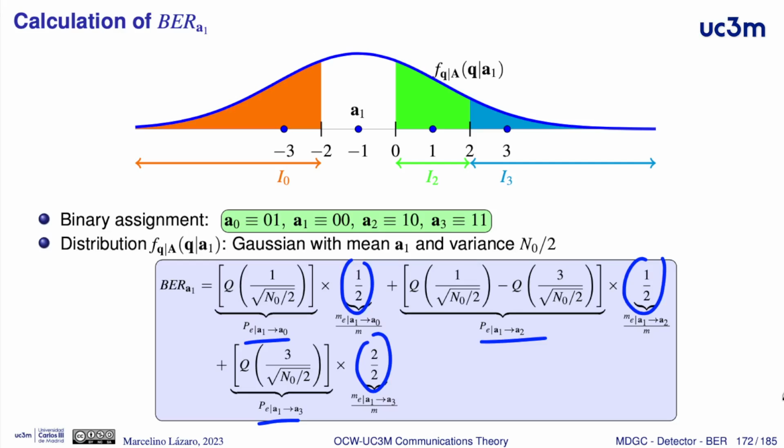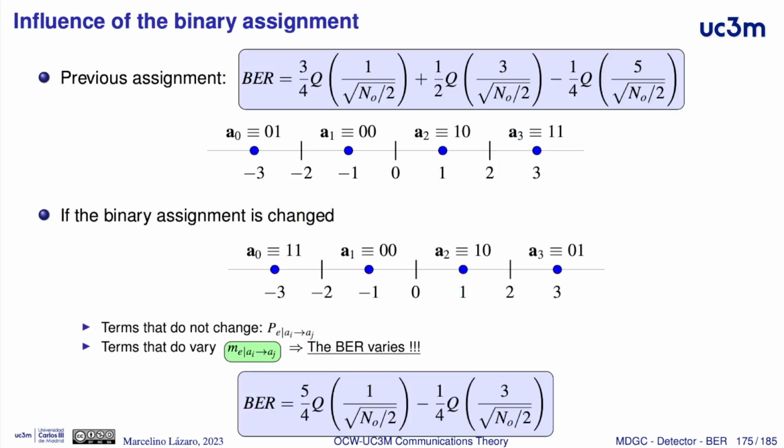And in this case, the higher probabilities of error at symbol level, in some cases, will not have the term 1/2, but the term 2 divided by 2 equal to 1. And because of this, the bit error rate is higher than this one. We can see that the dominant term is this one, and here we have 3/4, and here we have 5/4.